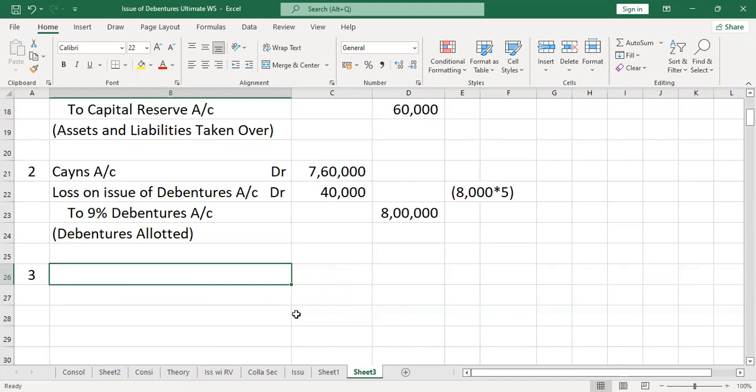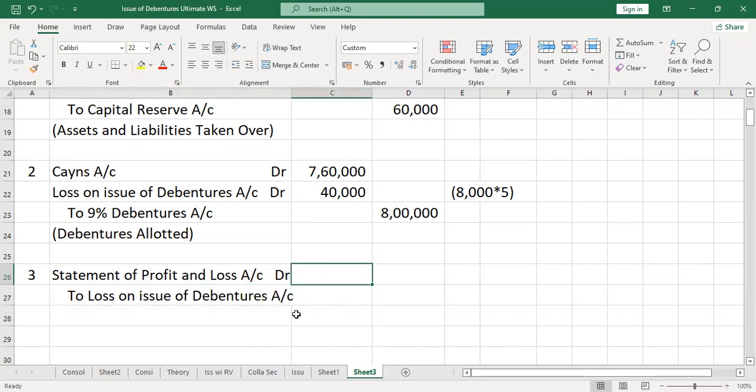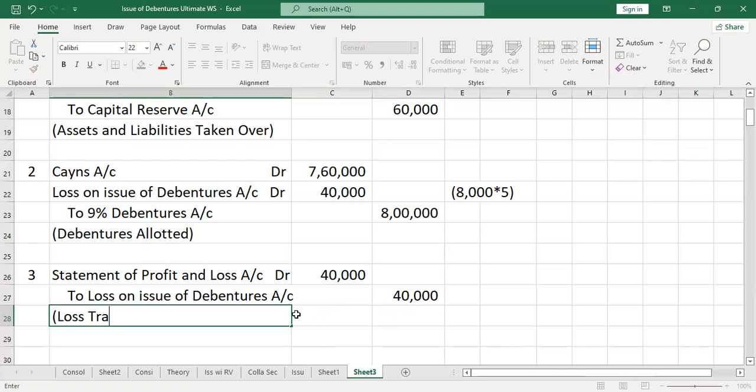In this case, we don't have securities premium, so we'll transfer the loss to statement of profit and loss account, debit to loss on issue of debentures. So that will be 40,000, my dear children. Loss transferred to P&L account.